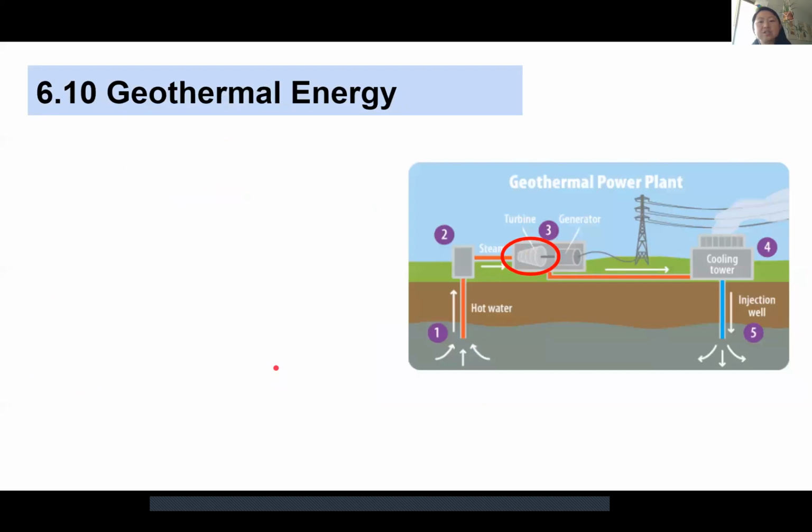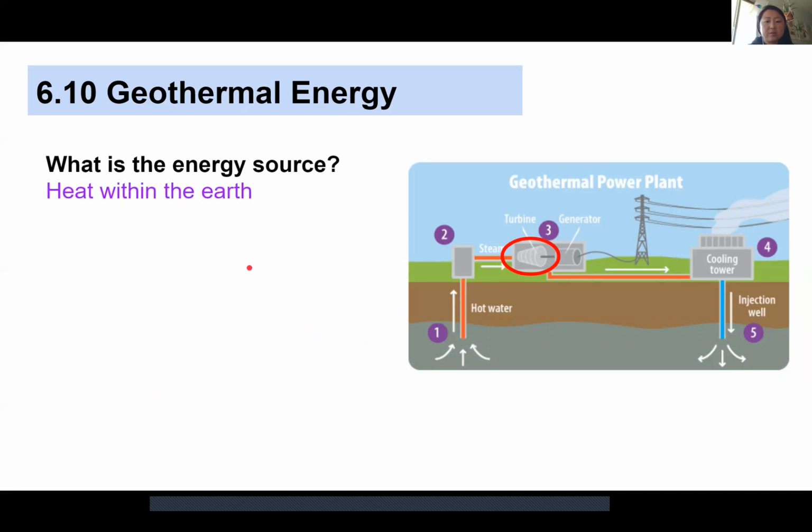All right, so then there's geothermal energy. Geothermal energy is when we harness the energy from the earth to power our electricity. So the energy source is the heat within the earth. So places where there's a lot of tectonic activity, remember when we learned in Unit 4? Places like California are a great place for it.